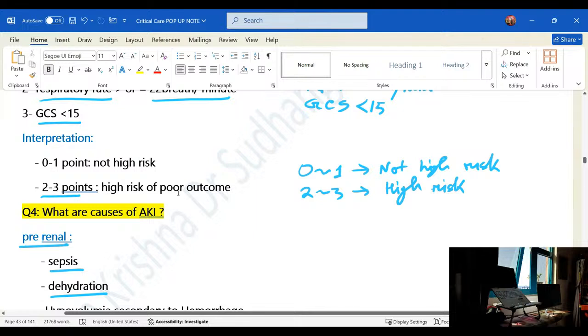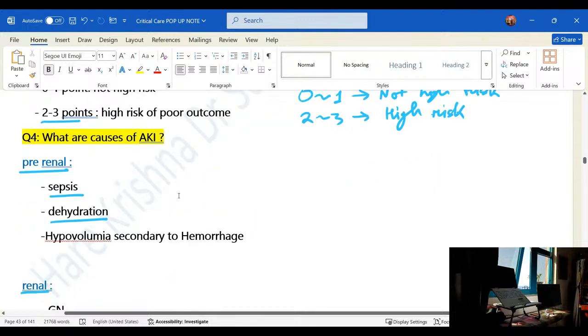Causes of acute kidney injury: pre-renal, renal, and post-renal. Pre-renal: dehydration, diuretics, vomiting. Also sepsis, dehydration, hypovolemia, and hemorrhagic shock. Okay. Pre-renal: sepsis, dehydration, hypovolemia, secondary to hemorrhage.